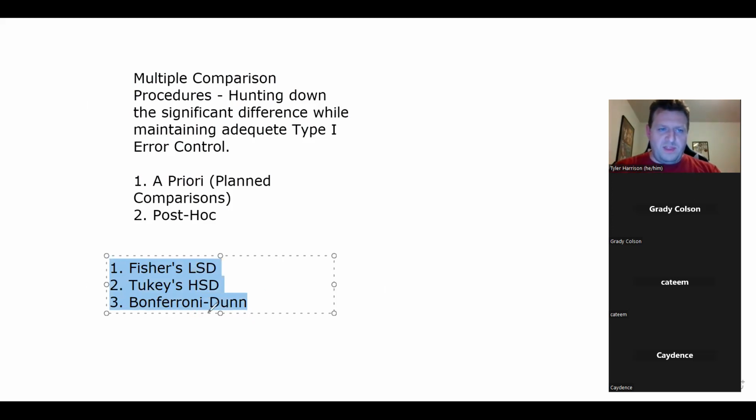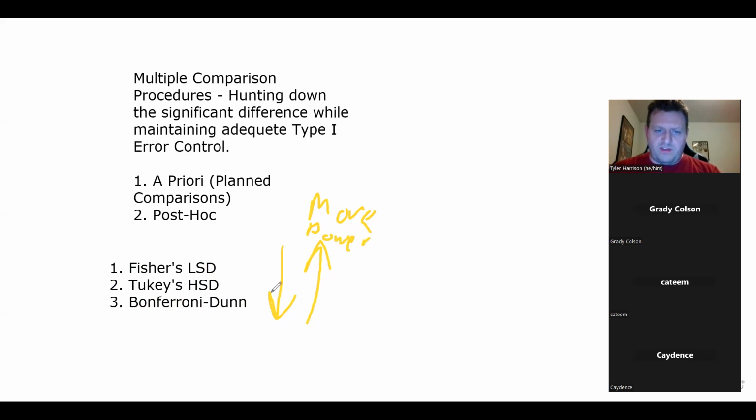All right. We mentioned that as they go down, they get more conservative. As they go up, they become more liberal. So Fisher's LSD is the most liberal. Bonferroni-Dunn is the most conservative of the ones that we've talked about. Okay, what do I mean by liberal and conservative? Liberal means more power. So as we go up, we have more power. We're more likely to find an effect. More conservative means better Type 1 error control.